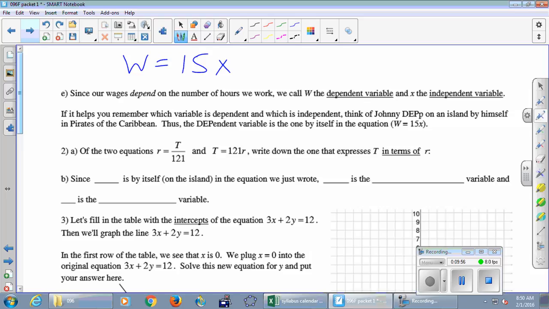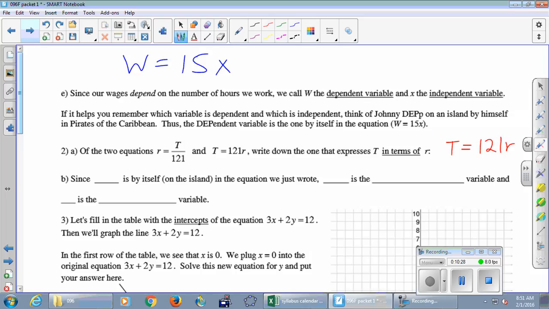Taking a look at these two equations here, r equals t over 121 and t equals 121r, which both represent exactly the same thing. Write down the one that expresses t in terms of r. Which one of those is the one that represents t in terms of r? Just copy that equation over here. Is it the first one or second one? Second one. "T in terms of" means t equals. So far so good. That's what we defined on the last page.